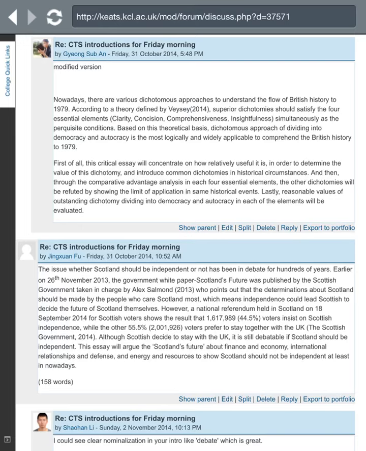Okay, "the dichotomous approach of dividing into democracy and autocracy." Of dividing what into democracy and autocracy? "is the most logical and widely applicable dichotomy that is useful in comprehending British history to 1979." Okay, so far between these 2 points, you haven't explained enough. You're assuming a lot of knowledge of the reader.